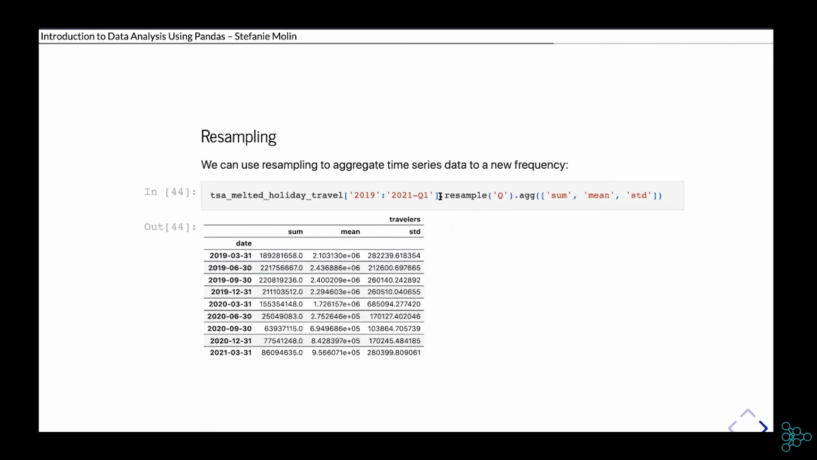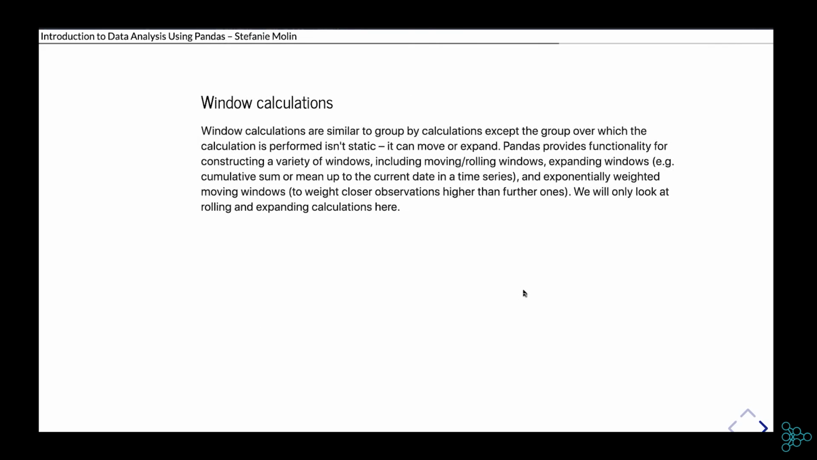Next, we call the resample method, and we're passing in a frequency of Q for quarter. And then we call the agg method. We're passing in that we want a sum, a mean, and a standard deviation. And so you can see now in the data that we have the total travelers for each of the quarters, the mean on any given day in that quarter, and the standard deviation over time. Now, in order to figure out which frequencies are best, you can also consult the documentation for that.